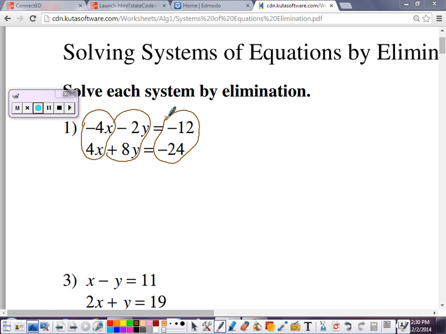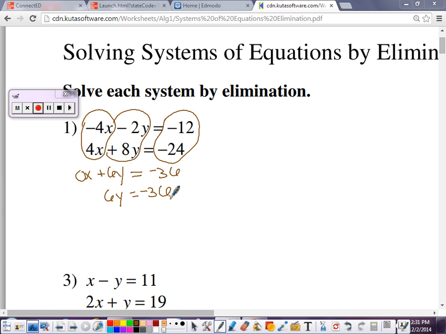Here we go. Negative 4x plus 4x: if you have negative 4 and you add 4, you end up with 0, so I have 0 x's. Now I have negative 2y plus 8y. Negative 2 plus 8 is a positive 6y. The equal sign comes down, and then I have negative 12 plus 24 more... no, negative 12 minus 24 more, that equals negative 36. So now this equation reads 6y equals negative 36.